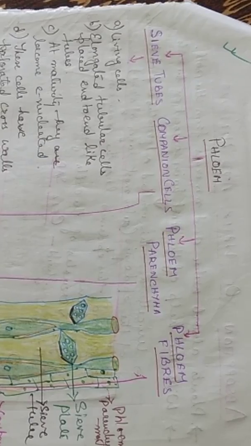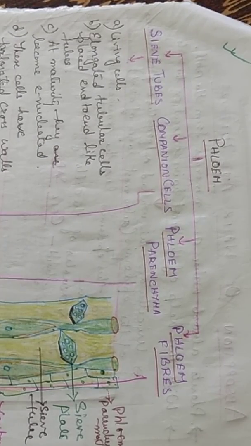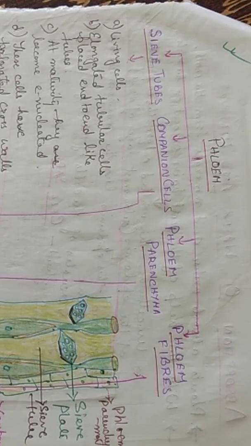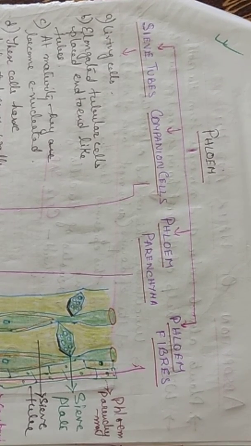First, let me start with phloem. Phloem has 4 types of cells. First is sieve tubes. Second is companion cells. Third is phloem parenchyma, and fourth one is phloem fibers.